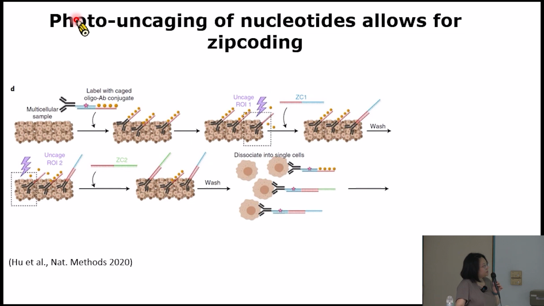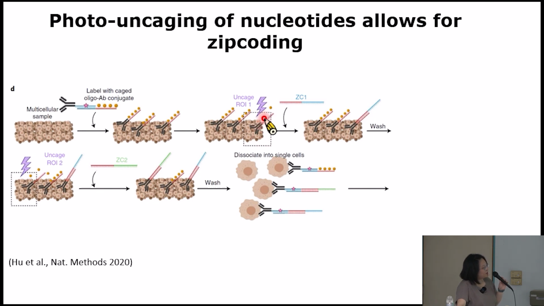So this method, zip-seq, is designed for you to label multiple regions in a multicellular sample. For example, the authors can first incubate a sample with an antibody that's conjugated with the caged nucleotide. Right, so the antibody would interact with some cell surface protein, and so every cell would be coated with the antibody plus the caged nucleotide. And then the authors would select what they want to analyze in sequencing, draw a region of interest, and shine light in this region.